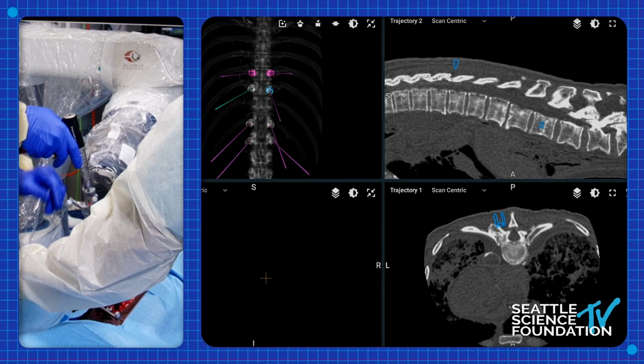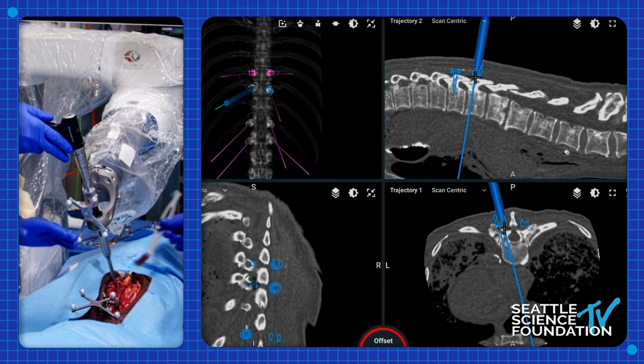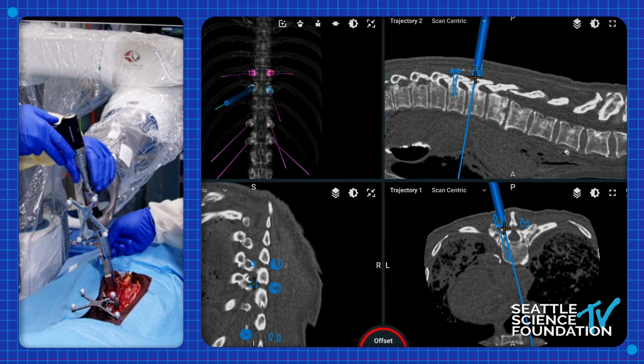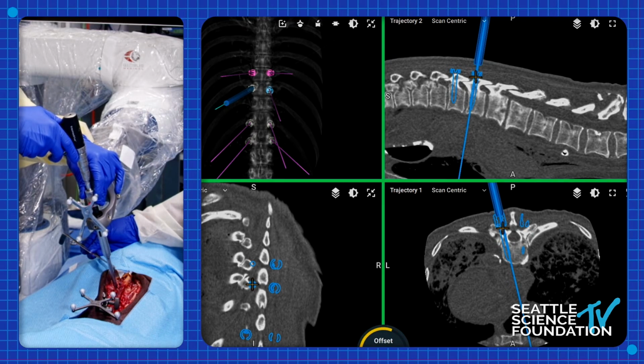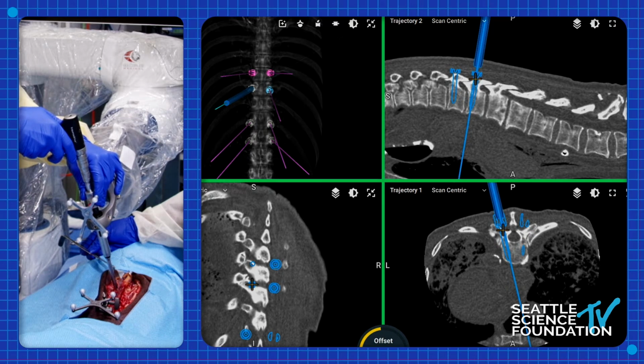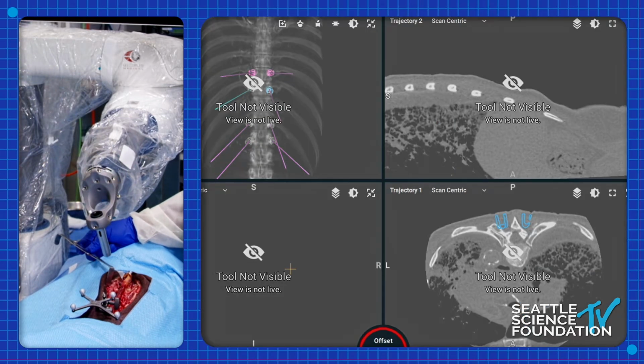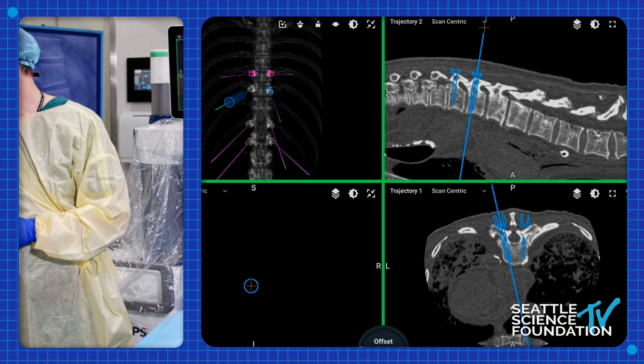All right. So we have to watch, as one of the previous speakers mentioned, the line of sight issues with this technology. All right. And then we'll switch over to the drill.